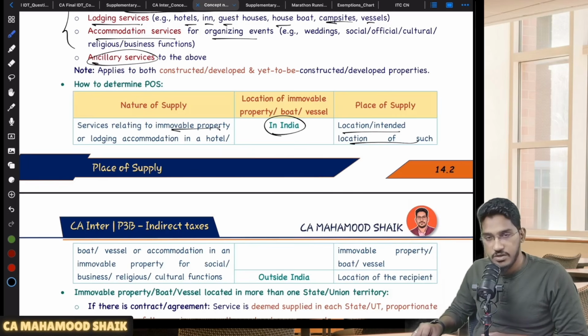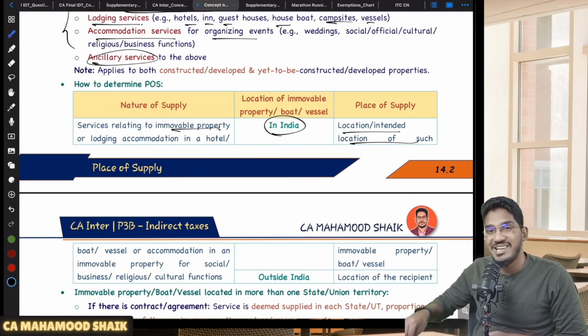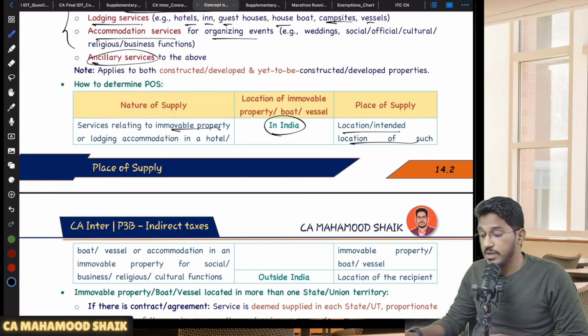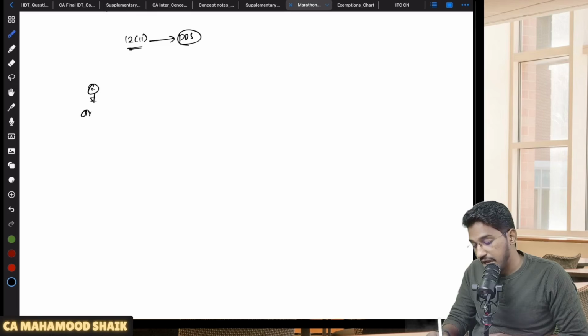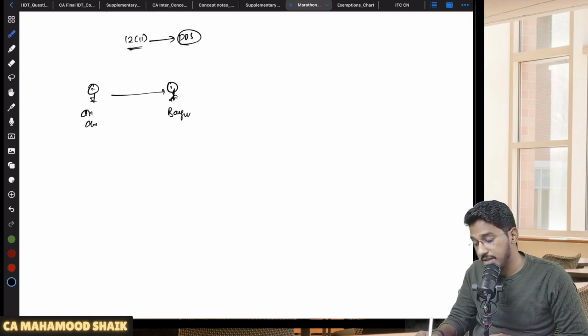So in case of all these services, if the immovable property is located or intended to be located in India, the place of supply will become that location of immovable property. Sir, what if the property is supposed to be located outside of India? Let us say, for example, I'm an architect in Chennai. There is a recipient who is in Bangalore. Both the recipient and supplier are in India, so 12 will become applicable.